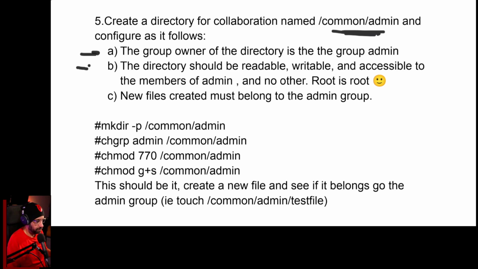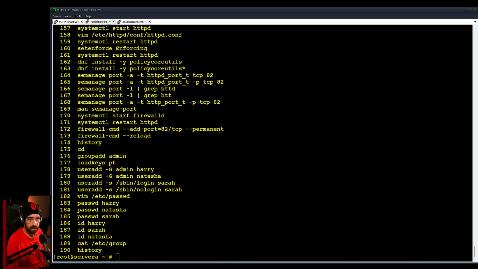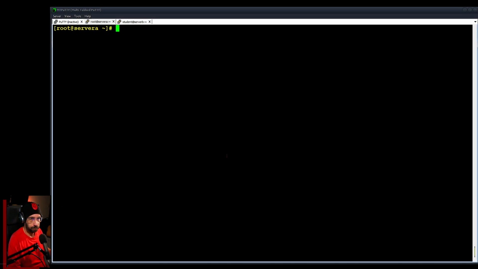New files created must belong to the admin group. The group owner must be the admin group that you just created in the previous task. The directory should be readable, writable, and accessible to the members of admin, and no others. Root is root. New files created must belong to the admin group. So this is the group ID, right? And all the rest is pretty obvious. This is a very close approximation of what the exam will be. I hope this preps you and you have success in your certification career.